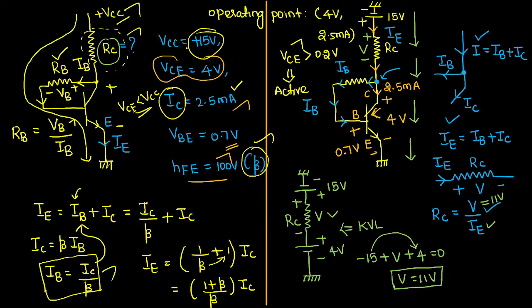Already VCC is given as 15, whereas VC is only 4 volts. So that condition is also valid. The transistor is successfully operated in the linear region or active region. I hope every one of you got the conclusion for this question. Shall we go to the next one?